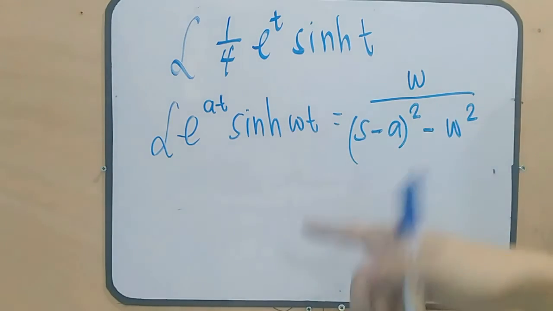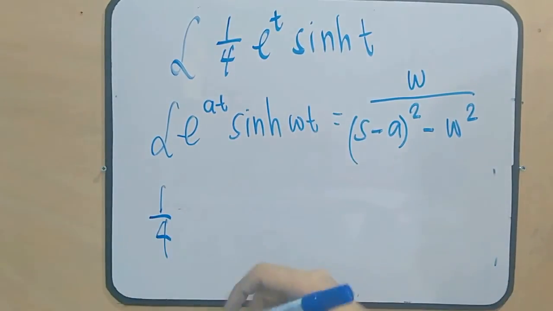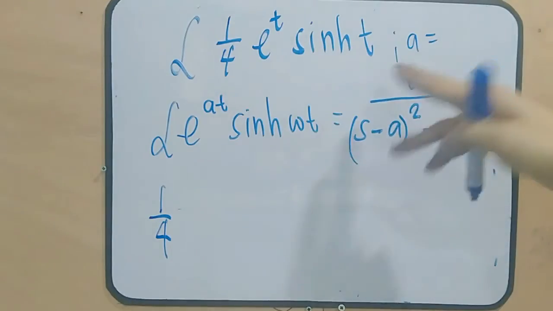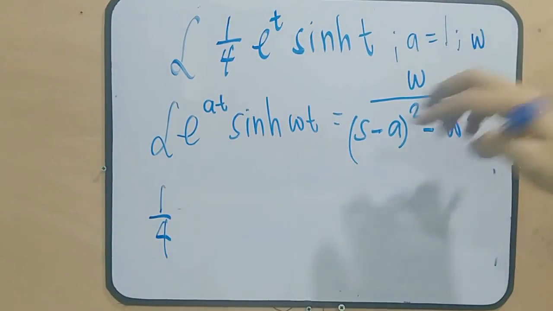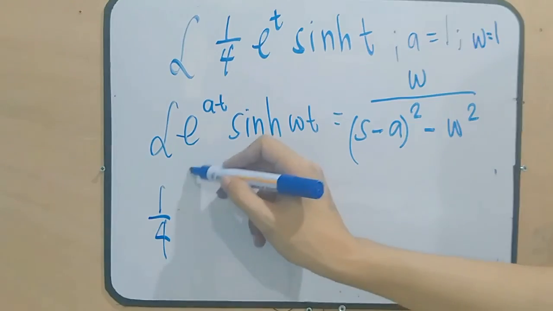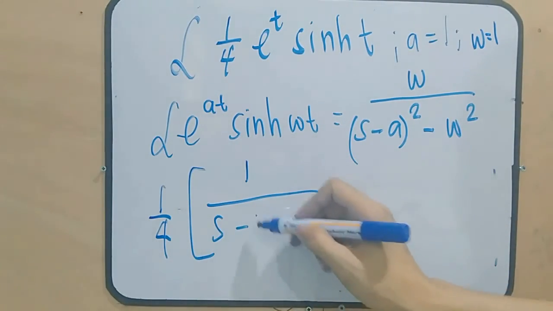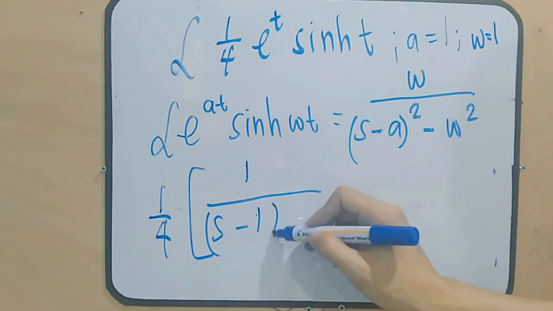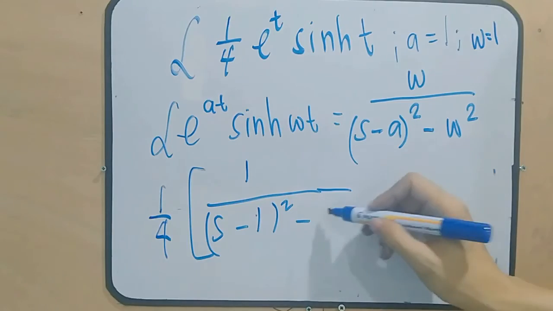Let's substitute those parameters. So, 1/4 guys, pwedeng ilabas. So, 1/4. So, Laplace transform nito. So, ang A natin here, coefficient of t. So, that is 1. So, yung W natin, coefficient ng nasa loob. So, that is 1. So, substitute lang natin guys. So, this is, so W is 1 all over. So, we have here S minus. So, A is 1. So, is squared. So, minus. So, 1 squared.